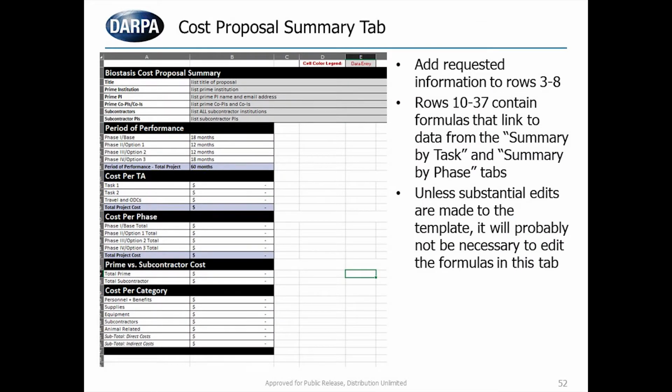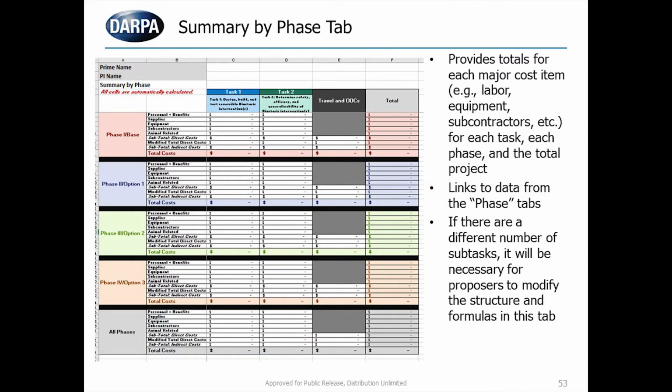So, as I said before, there are four summary tabs. The first is the cost proposal summary tab. It provides high-level information like identifying information for the prime and subcontractors, the period of performance, and the cost per major item like task or personnel, and much of this information will automatically be calculated once you've set up the template for your project. Another summary tab is the summary by phase tab. This provides a summary by phase and task for the major cost elements like personnel, equipment, subcontractors, supplies, and indirect costs.